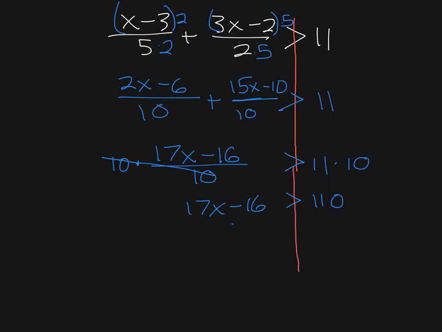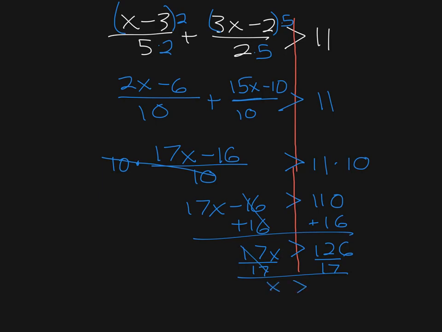Now, this is just a two-step inequality. I'm going to add 16 to both sides, plus 16. We get 17x is greater than 126. We divide by 17. X is greater than... Now, 17 doesn't go in evenly to 126. And because 17 is a prime number, I can't really simplify this fraction. The best way to leave this answer is just as an improper fraction, 126 over 17. And that's our solution.